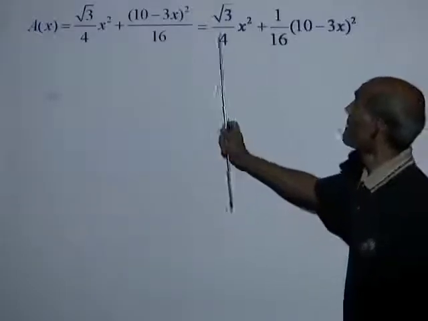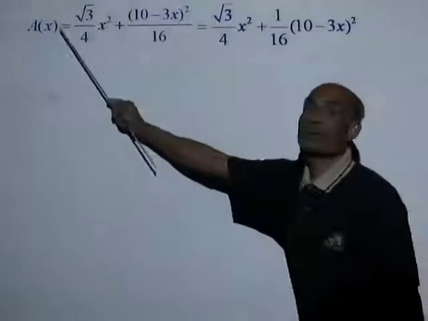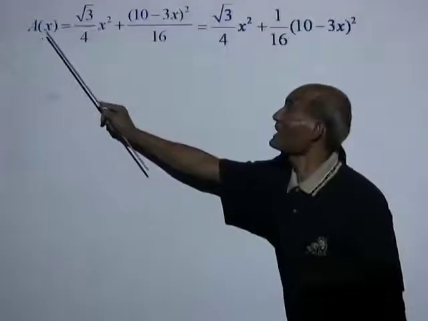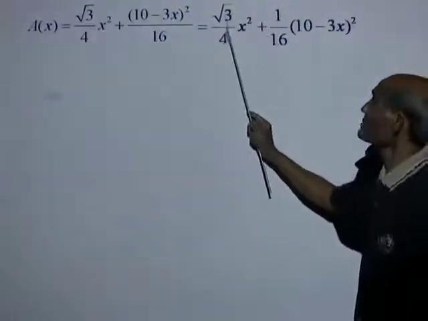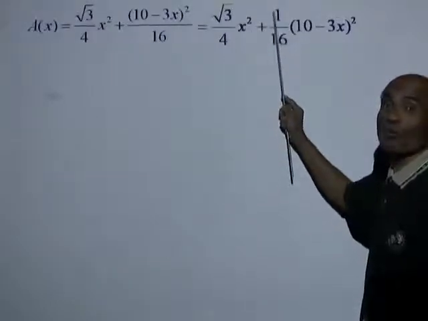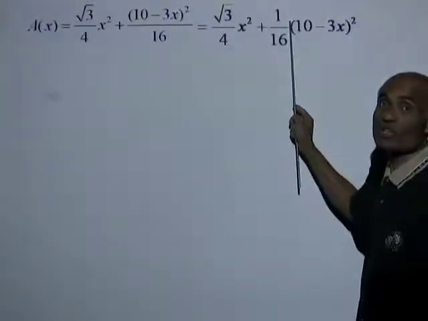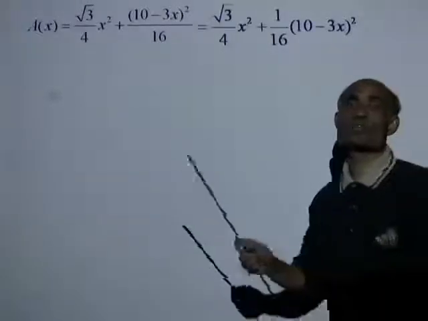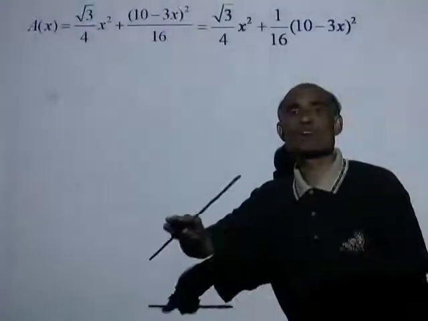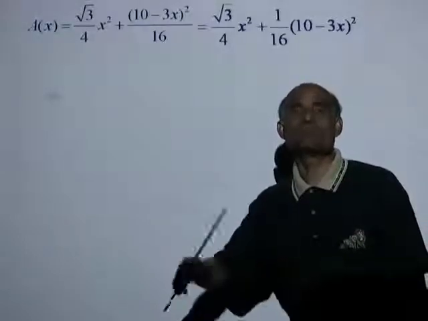So, we have our function A as a function of x. Look at the way I wrote it: square root 3 over 4 x squared, plus 1 over 16 times (10 minus 3x) all squared. So that the false impression of that being a quotient is removed.